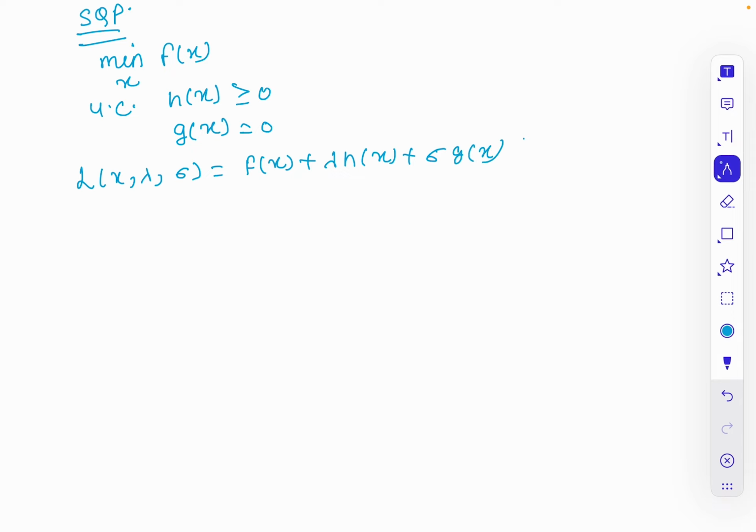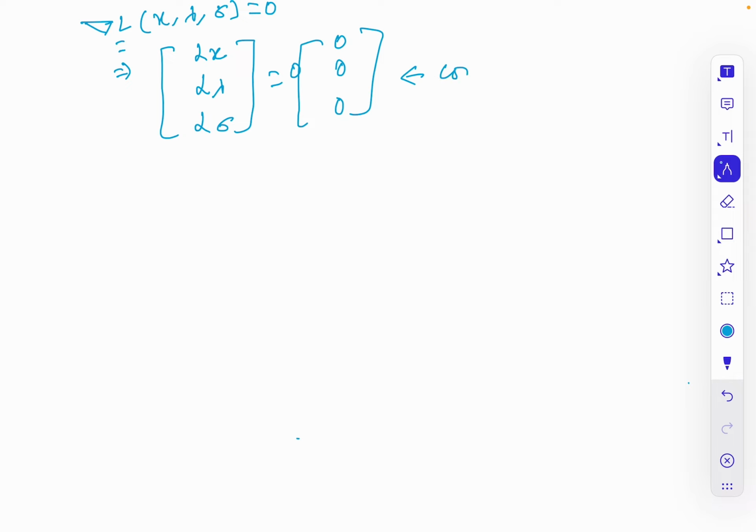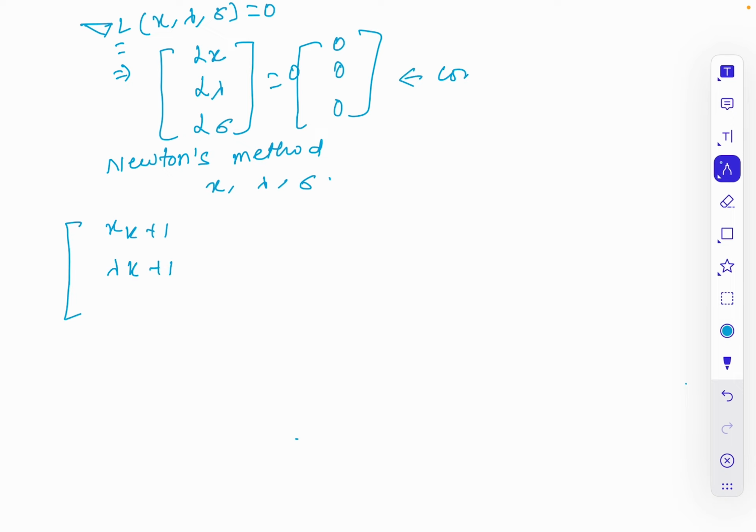Now this is the convergence criteria. So you want this matrix to remain as close to this 0 matrix as possible. Now one of the traditional techniques is Newton's method, okay. In Newton's method you basically have some initial guess for x, lambda and sigma, and then you iterate like this: x k plus 1, lambda k plus 1, and then sigma k plus 1, okay.